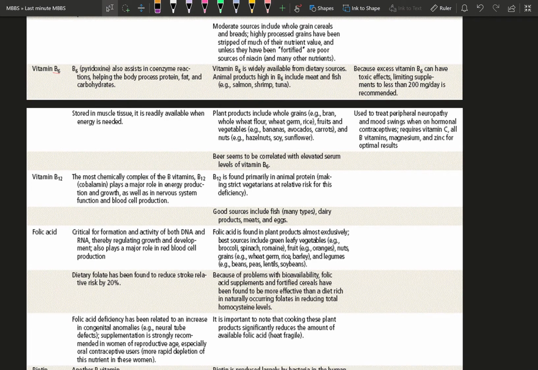Finally, B12 is very important in energy production as well, and more than energy production, it's more important in development of the nervous system and blood cell production. So that's the most important thing about vitamin B12. Vitamin B12 goes along with folic acid. So folic acid is also important for DNA and RNA formation, thereby plays a major role in red blood cell production. So vitamin B12 and folic acid are supplemented to pregnant women, if you didn't already know. So that is about that.